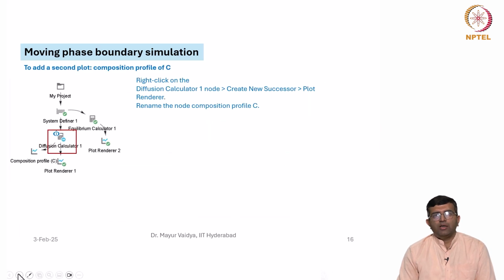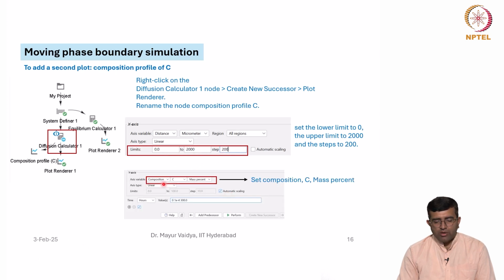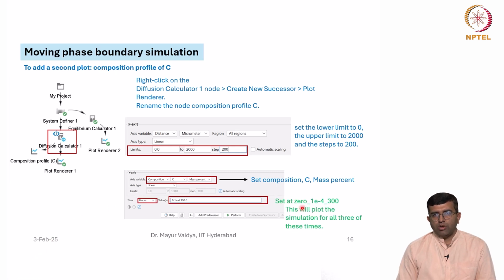Now, if you want to add a second plot, then right click on the diffusion calculator 1, then click create new successor plot renderer and rename the node composition profile C. So here the limits are from 0 to 2000 and the steps to 200. Now you can see on the y-axis you can put composition of carbon in the mass percentage region. Basically we are trying to see how the carbon composition varies. So here set it 0, 1e power minus 4, to 300.